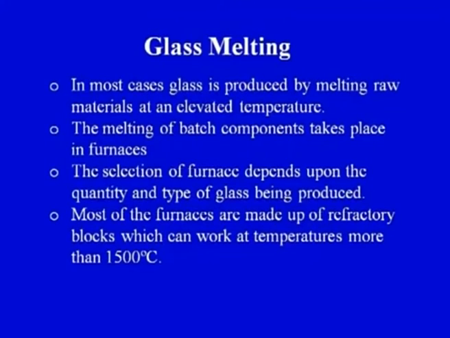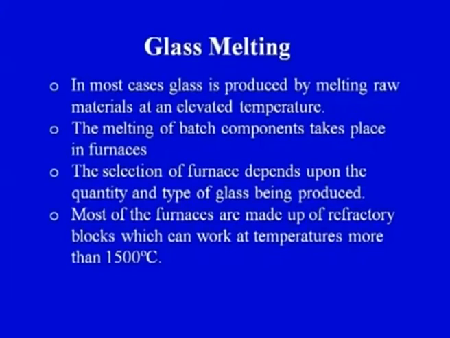Glass melting. In most cases glass is produced by melting raw materials at an elevated temperature, which is very clear, that at a high temperature we will melt the glass. The melting of batch components takes place in furnaces. Now batch component means the constituents, the batch of the constituents. Suppose we want to make a particular type of glass, so we will choose the constituents accordingly, and this particular batch will go for melting at an elevated temperature. The selection of furnace depends upon the quantity and type of glass being produced.